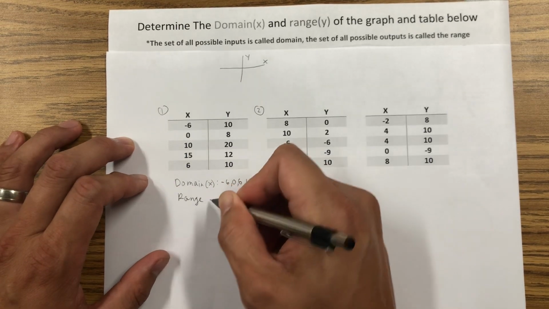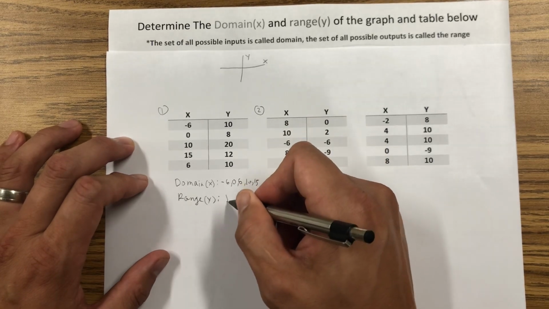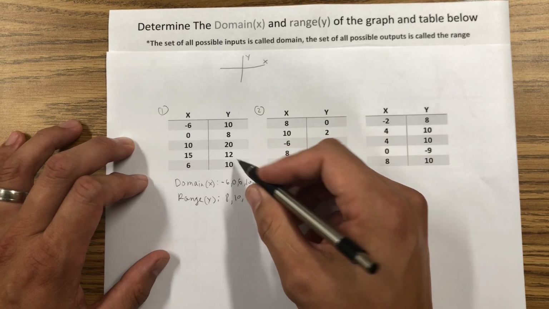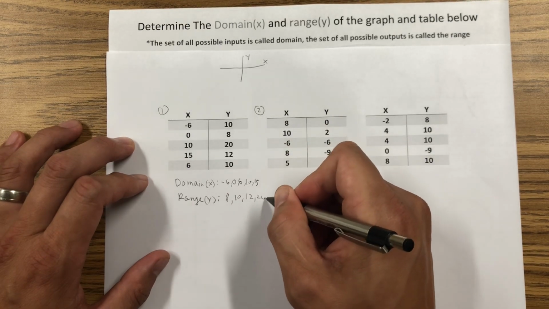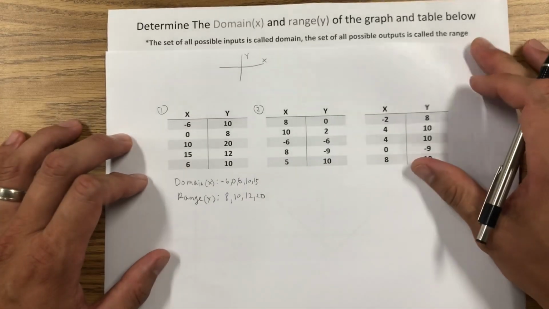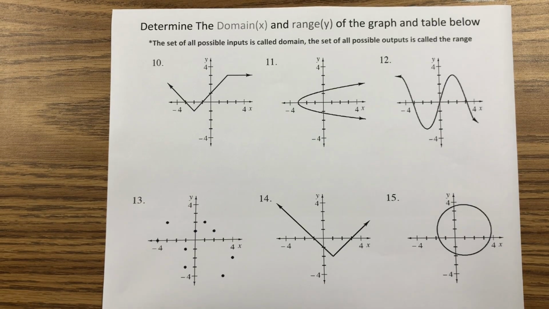All right, let's go into the range. The range is just a set of your Y's. 8, 10, there's two 10s, you could ignore the second one. 12, and 20. All right, in fact, we don't need to do number 2. Now, let's look at the graph. This is where the hard part is.